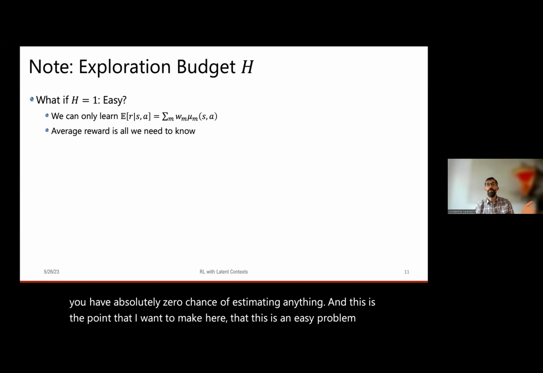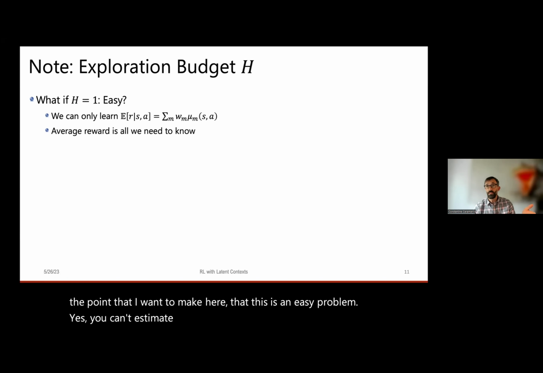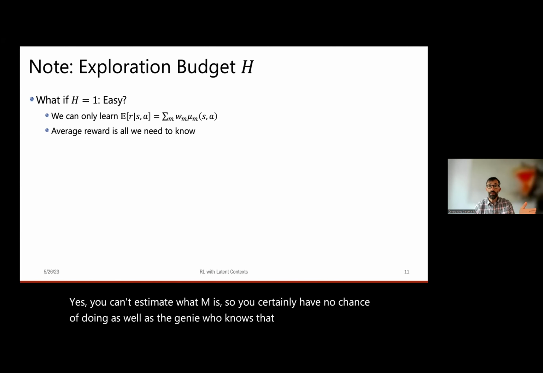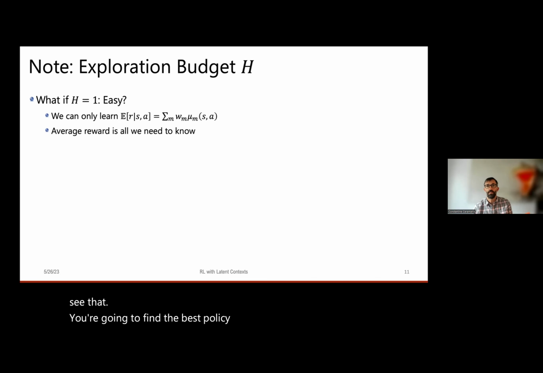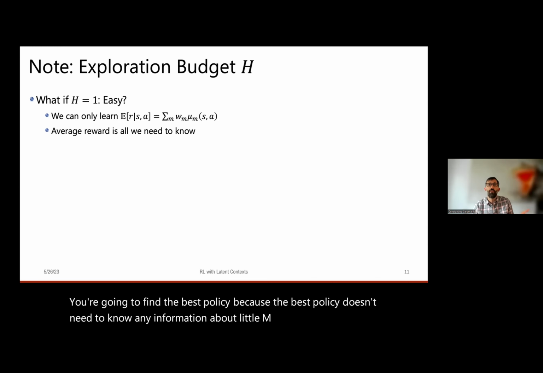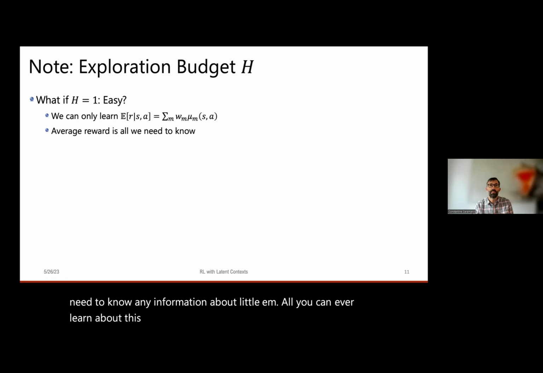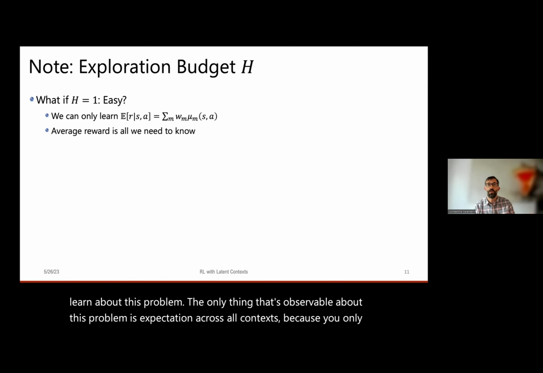Yes, you can't estimate what m is, so you certainly have no chance of doing as well as the genie who knows that. But it's quite easy to see that you're going to find the best policy, because the best policy doesn't need to know any information about little m. All you can ever learn about this problem, the only thing that's observable, is the expectation across all contexts, because you only have one interaction.